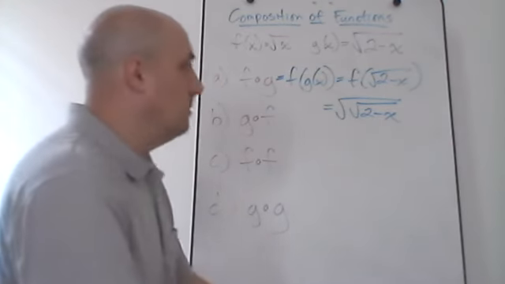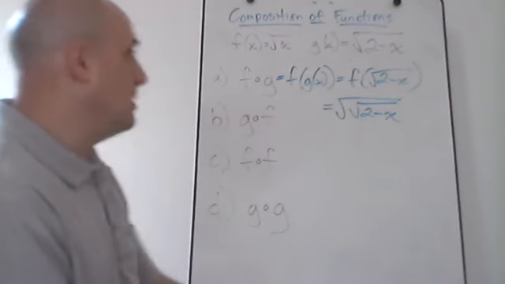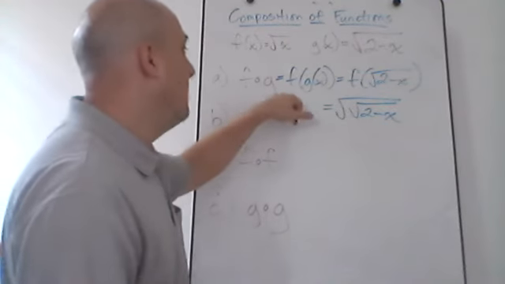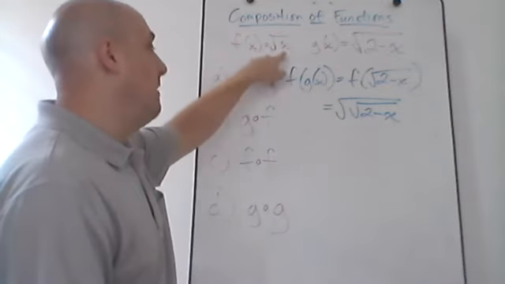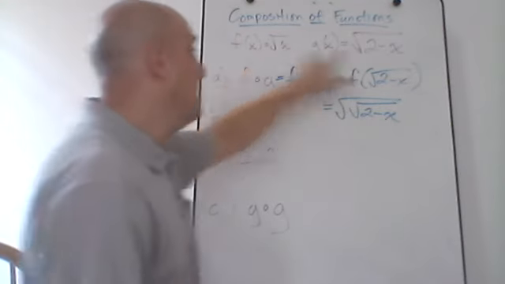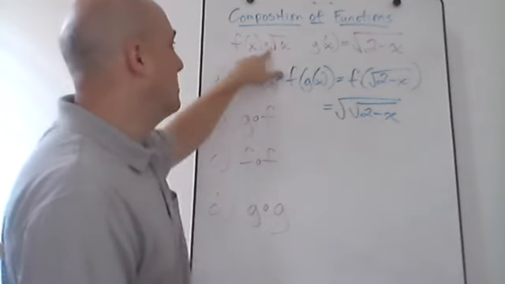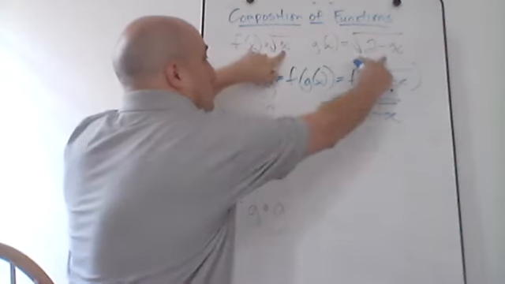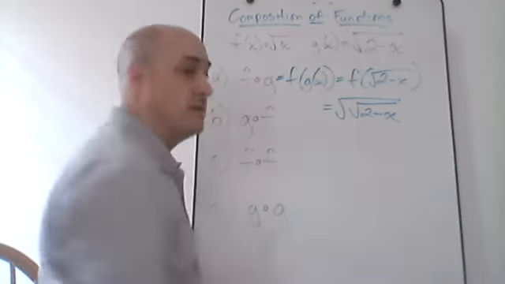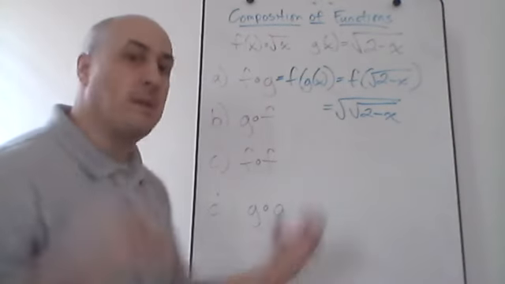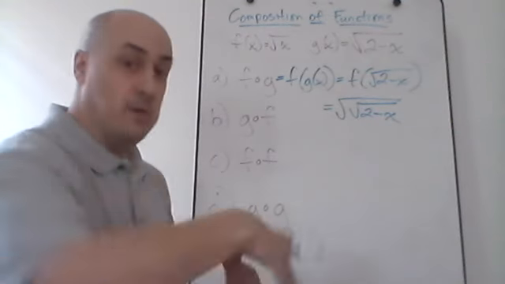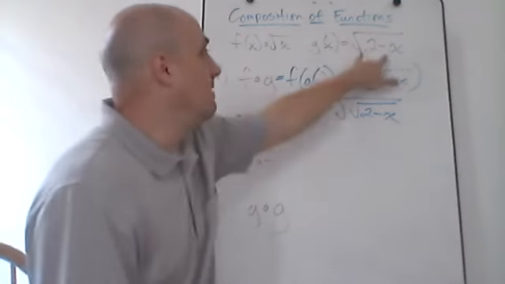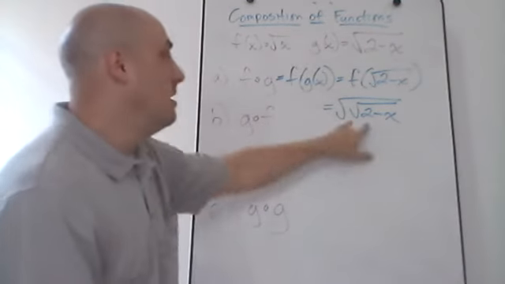I hope that makes sense. When we're doing a composition of functions, the g function, the square root of 2 minus x, I put into the f function. Wherever that x is, I put this entire function. So it's the square root of this entire function, the square root of 2 minus x. Composition of functions is combining two different functions together, one of them being the input to the other one. So this entire function goes in place of the x here, and this is what we get.